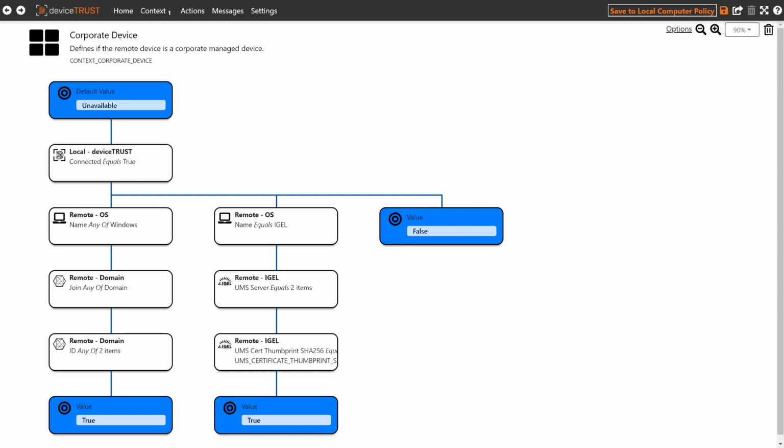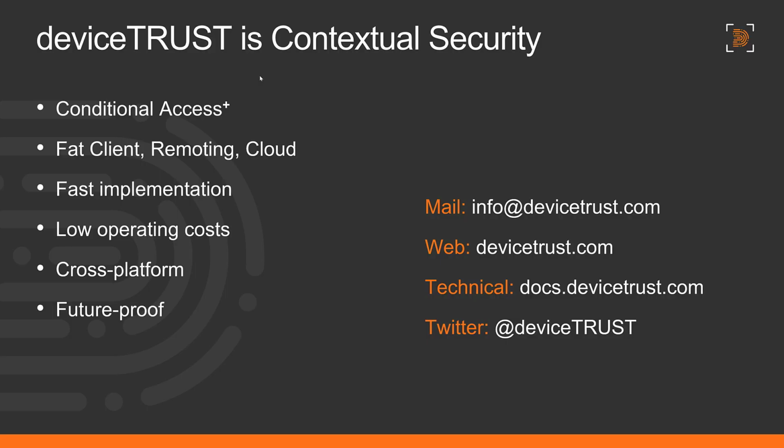To sum things up, this context we now created can report back three different values. One, unavailable if we can't get any data. Two, true if we know the device is our device, and three, false if the device is not our device. Now you can use that context information in any action that deviceTRUST supports. If you want to know more about the actions we can execute and all the controls inside deviceTRUST, please check our other videos.